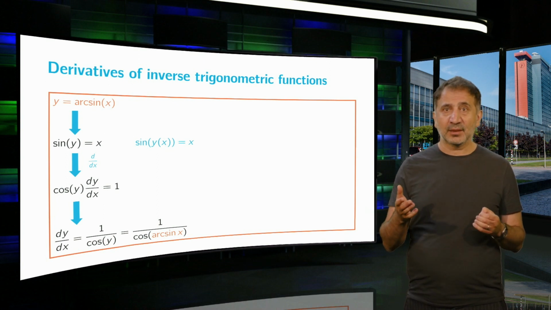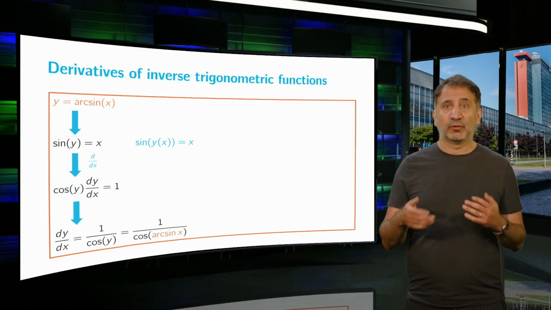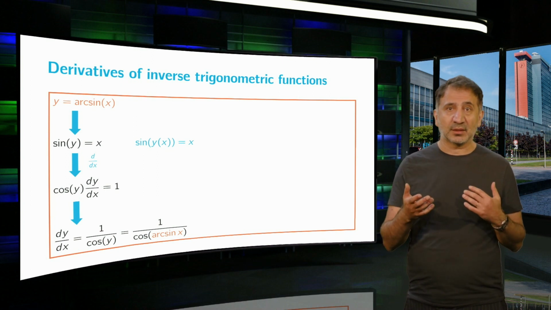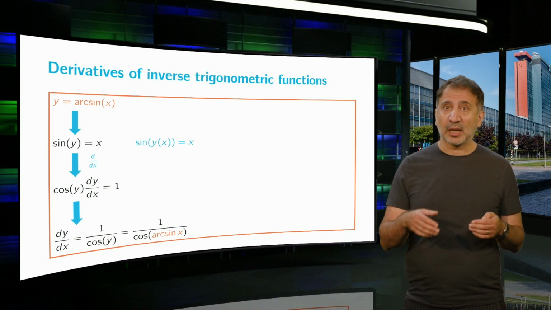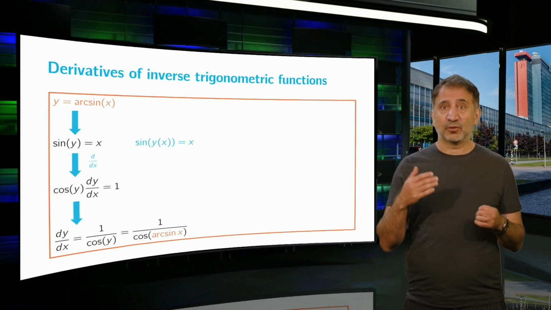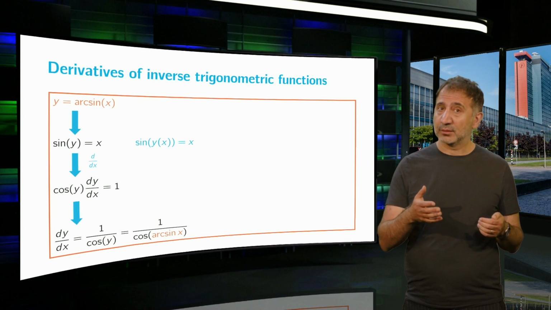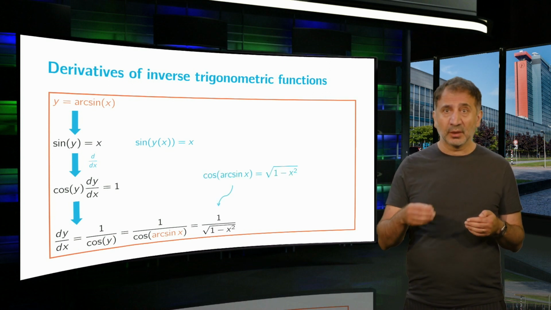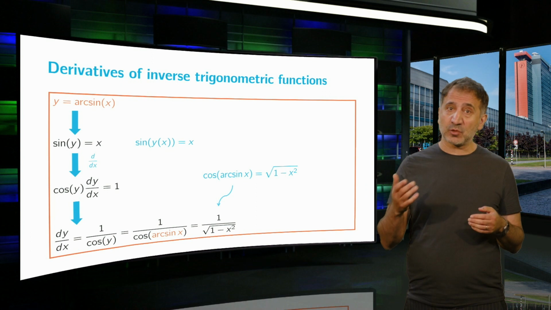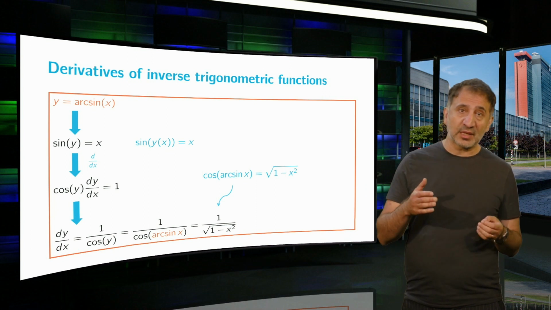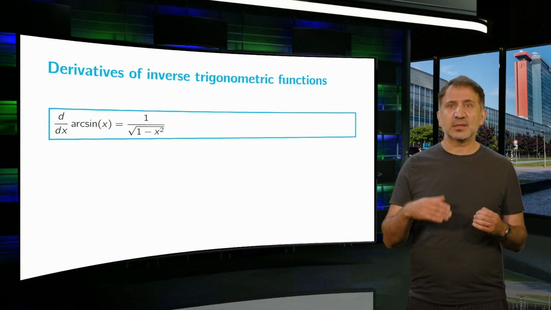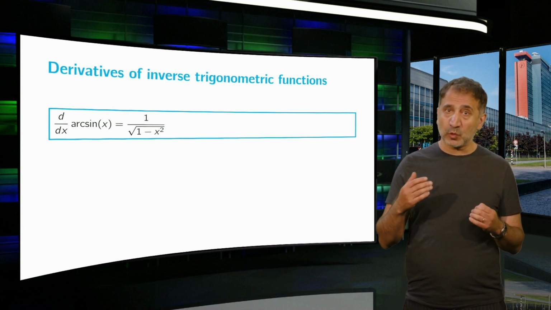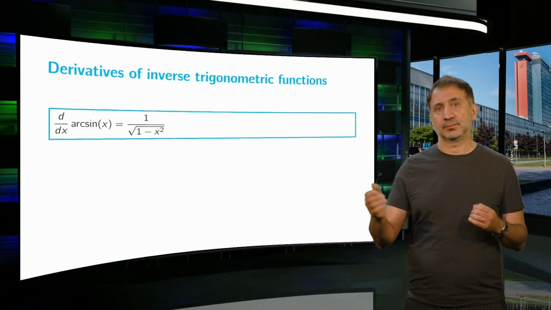You might now say that we have an explicit formula for the derivative of the arcsine of x, but it is a little bit ugly. But we learned how to simplify the cosine of the arcsine of x last week. It is equal to the square root of 1 minus x squared. Using this, we see that the derivative of arcsine of x is equal to 1 over the square root of 1 minus x squared.